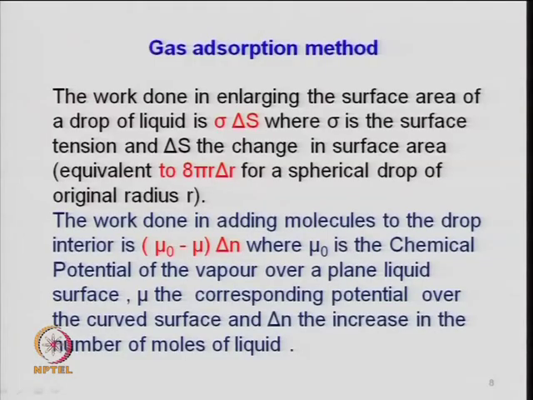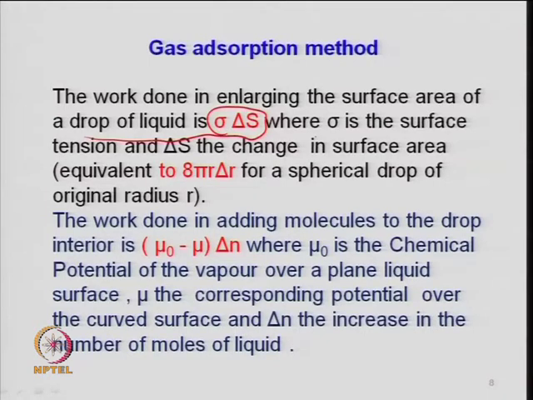So, if you look at this equation, the work done in enlarging the surface of a drop of liquid is sigma times delta S, right. If the surface tension is known, which is the force per unit length, you can very easily find this by multiplying by the change in area, right. So, sigma into delta S is the work done in enlarging the surface area of a drop of liquid, where sigma is the surface tension and delta S is the change in surface area of a spherical droplet, right.